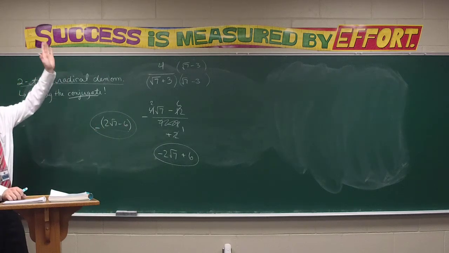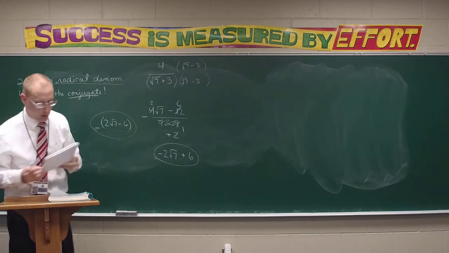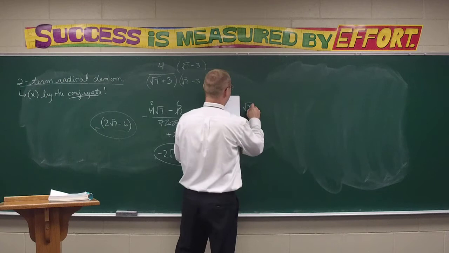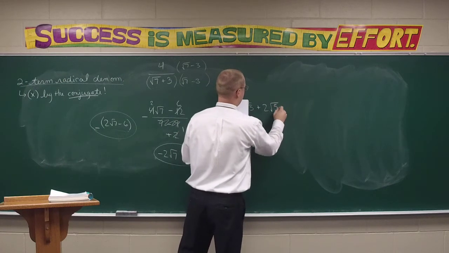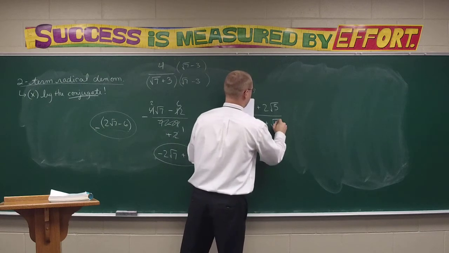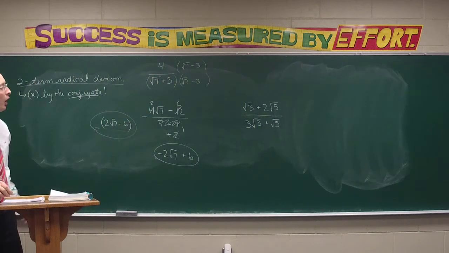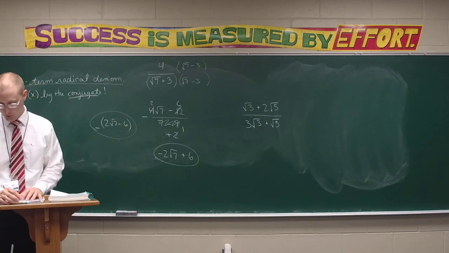All right, how many got one of these answers on this problem? Okay, a few of you did. Good, good. All right, let's try another one. This time we're going to go binomial top, binomial bottom. Let's see how we do with this one. Square root of 3 plus 2 square root of 5 over 3 square root of 3 plus square root of 5.